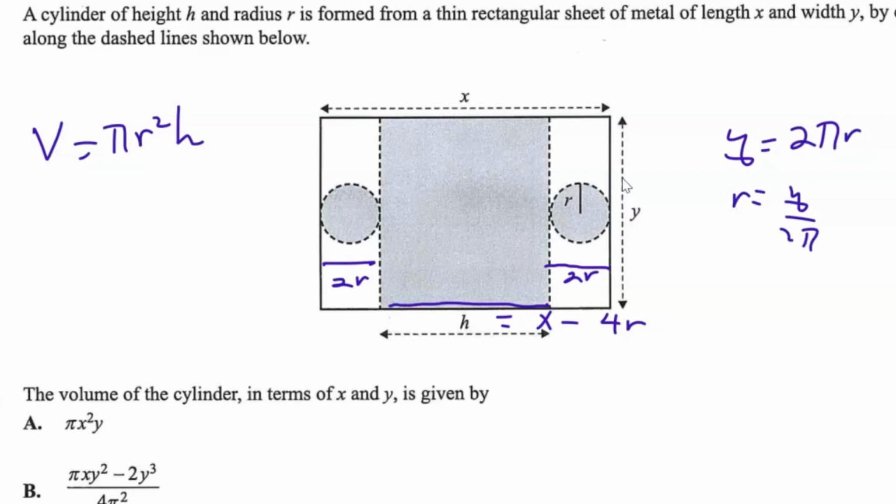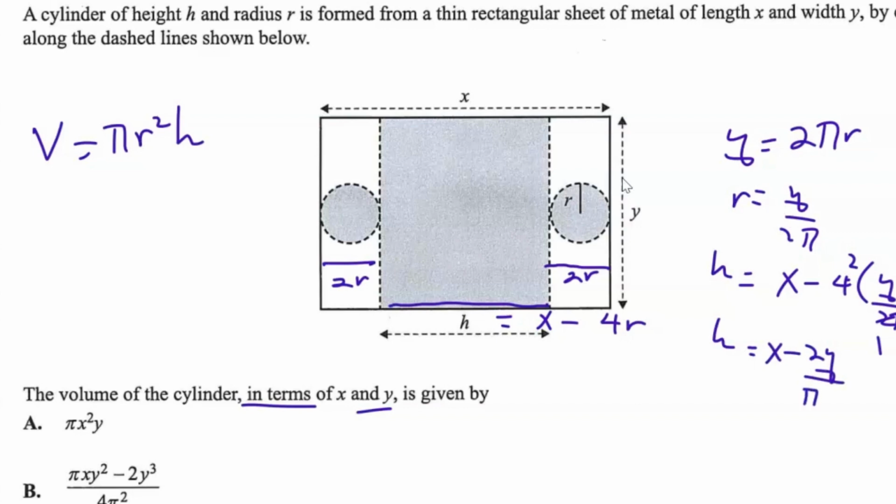Now we have to put the volume in terms of x and y, so we have to make sure all our variables are x and y. So h is x minus 4 times y over 2 pi, which is x minus 2y over pi. The next thing I have to do is just sub it in. So my volume is pi r squared, where r is y over 2 pi, and the whole lot is squared, times x minus 2y over pi.